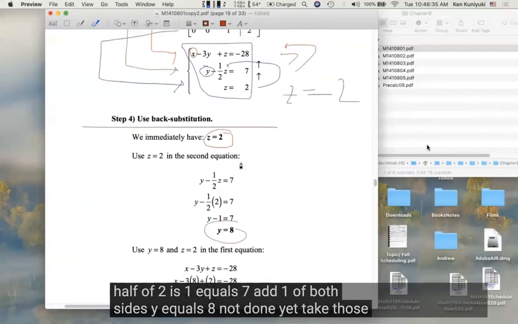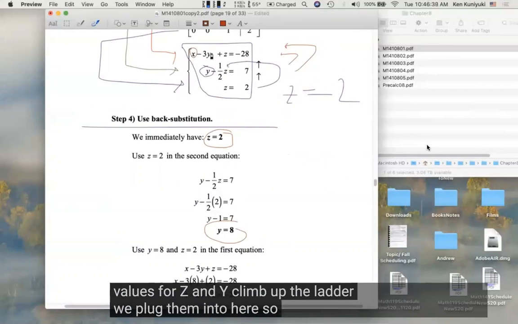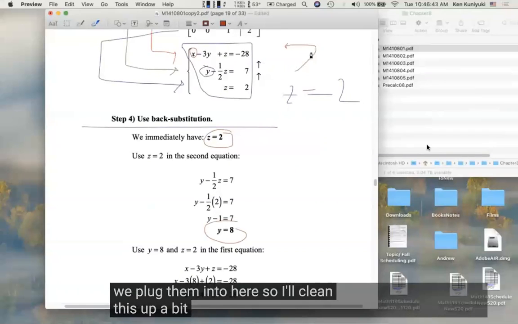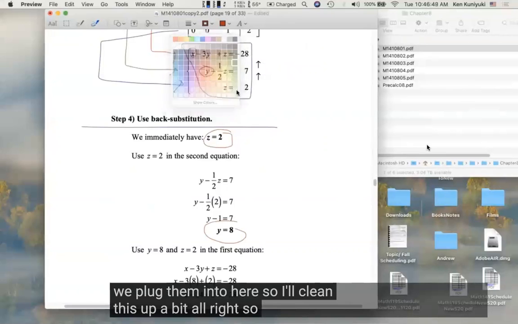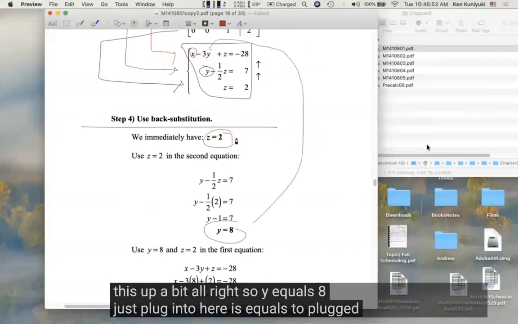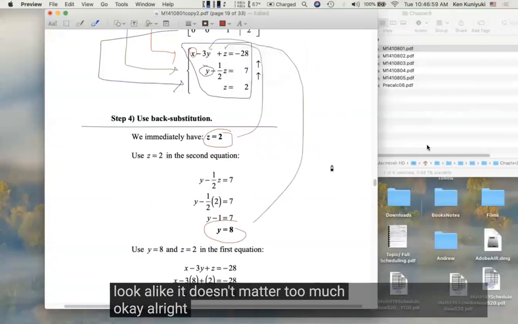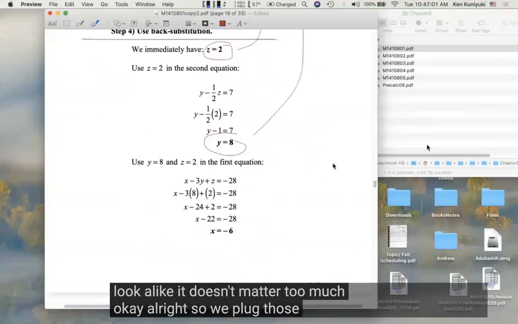Not done yet. Take those values for z and y, climb up the ladder. We plug them into here. So I'll clean this up a bit. All right. So y equals 8, just plug into here. Z equals 2, plugged into here. I guess if your z's and 2's look alike, it doesn't matter too much. All right. So we plug those in, right?